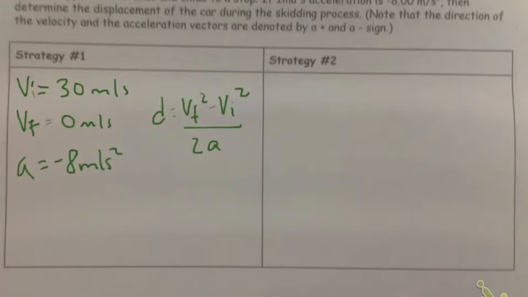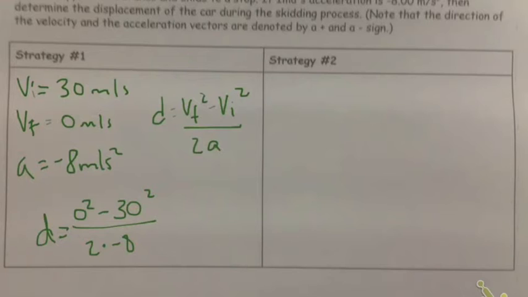And in the strategy that we have here, it's D equals VF squared minus VI squared over 2A. So what we would do here is go ahead and plug in our information. We don't know what D is, so we'll write D as our missing variable, equals VF squared, so that's going to be 0 squared, minus our initial velocity, which is 30 squared, divided by 2 multiplied by our acceleration, which is negative 8.